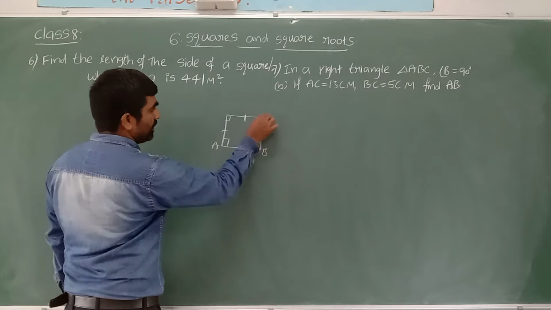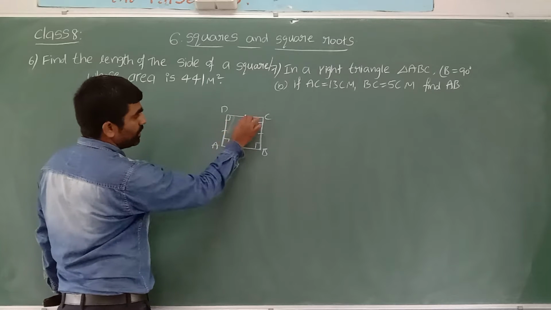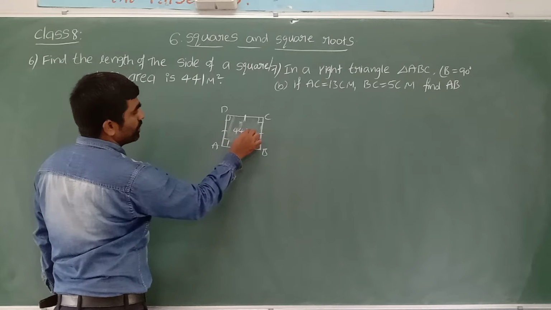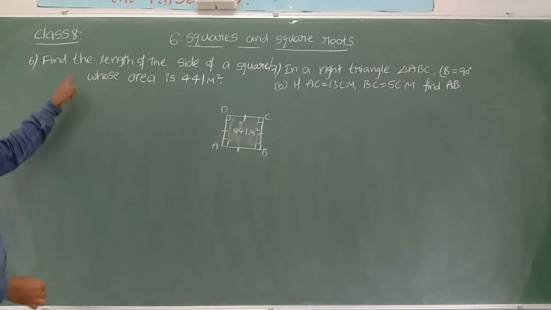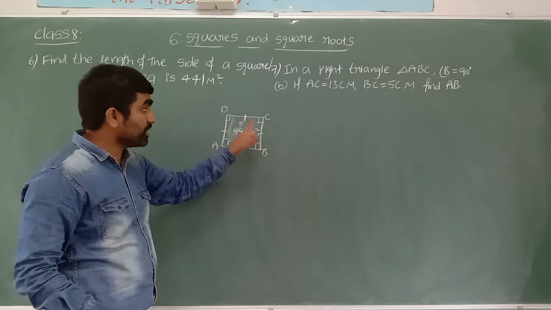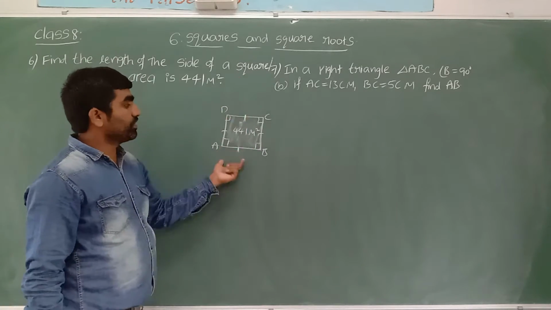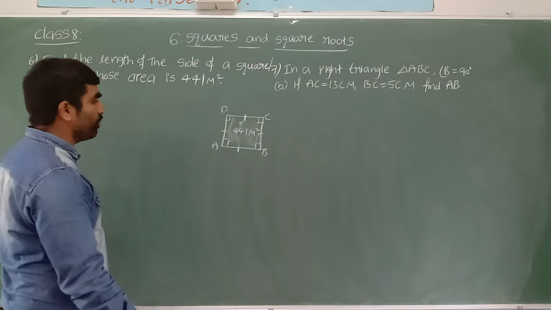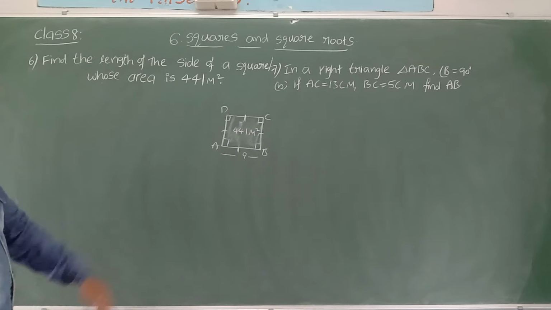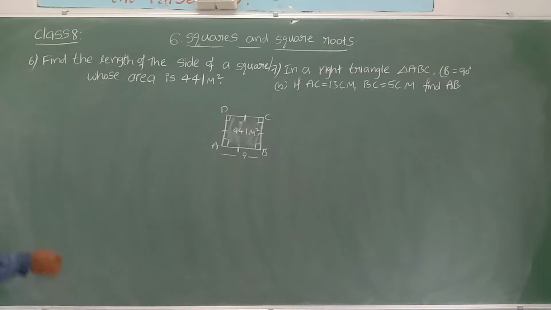Let me write A, B, C, D as the names of the square. This interior portion is called the area. How much area do they give? Area is 441 square meters. What are they asking us to find? The length of the side: AB, BC, CD, DA, four sides. Which side length can we find? Any one side, as it is a square and all the four sides are equal in length. You have to find the length of AB or BC or CD or DA. That is the clear information they gave. They gave the area of the square.